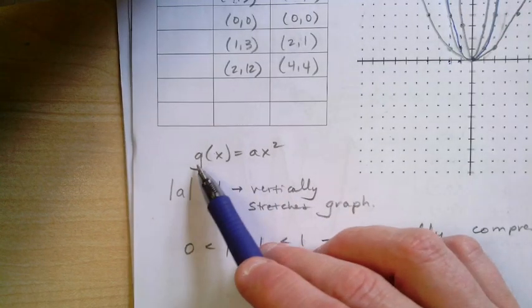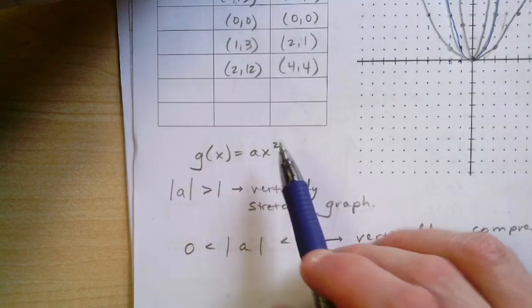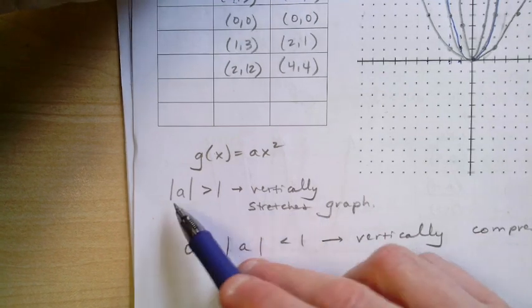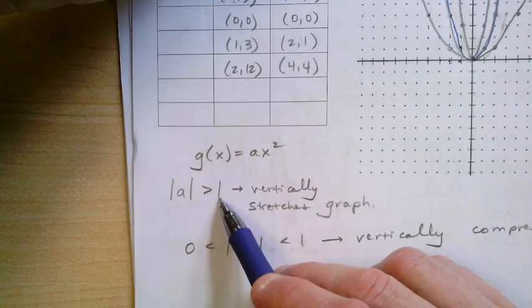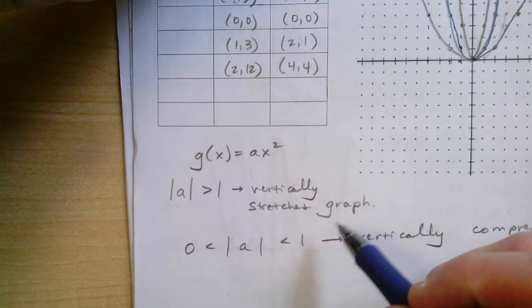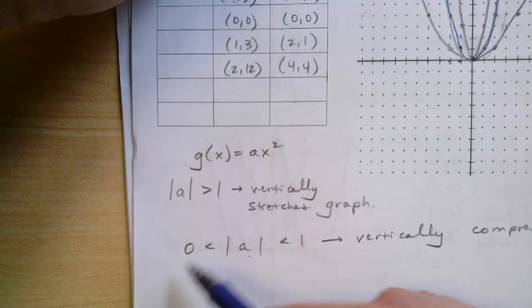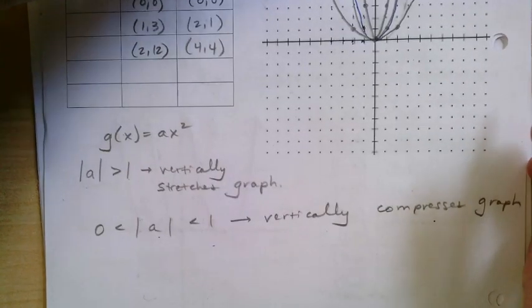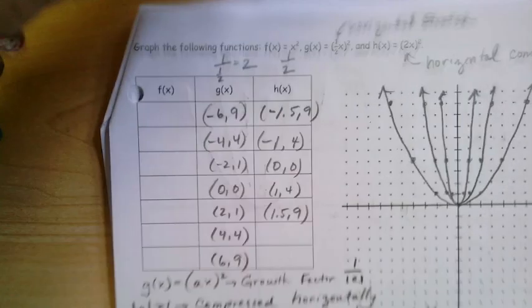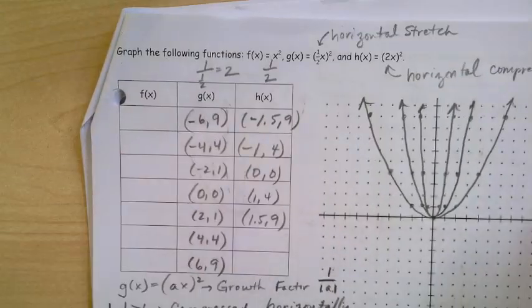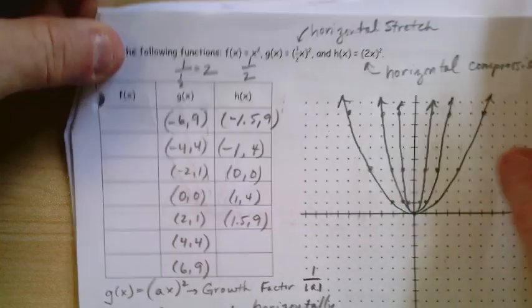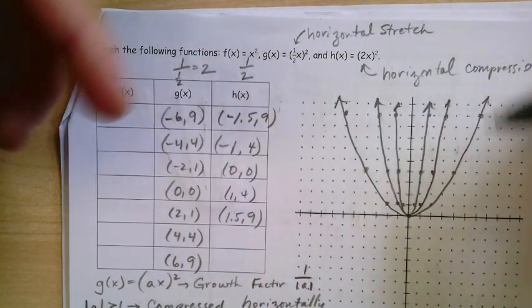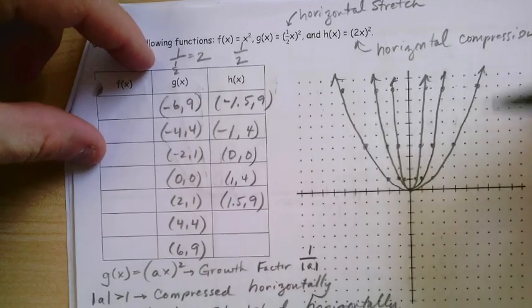When you have g of x equal to ax squared, no parentheses, when the absolute value of a is greater than 1, this is going to be a vertical stretch. When the absolute value of a is between 0 and 1, it's a vertical compression. Okay, it compresses. So it doesn't grow nearly as fast. All right. Now, I hope that made sense, because it's pretty direct on what we just talked about there.